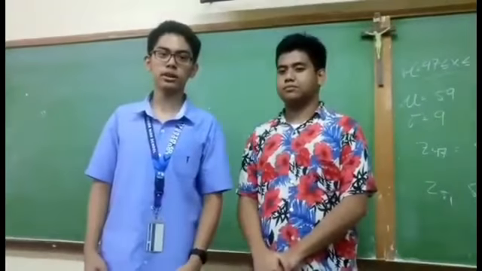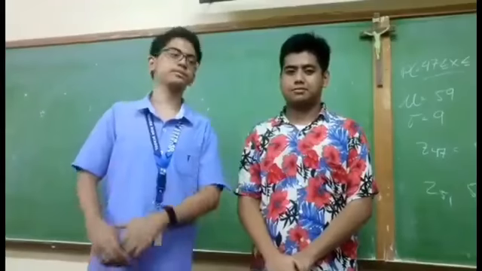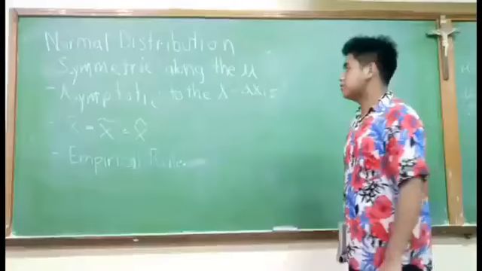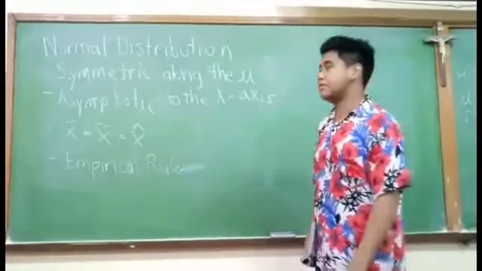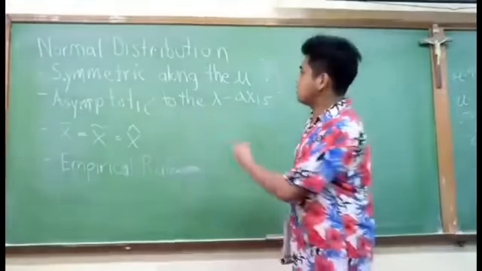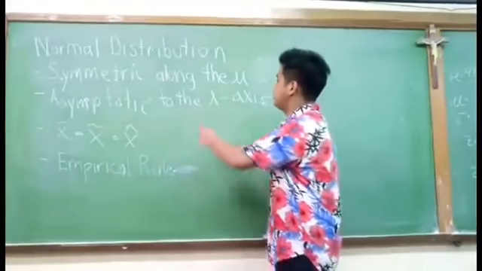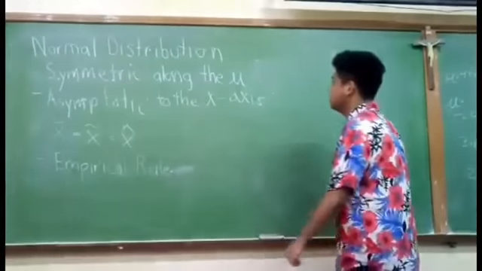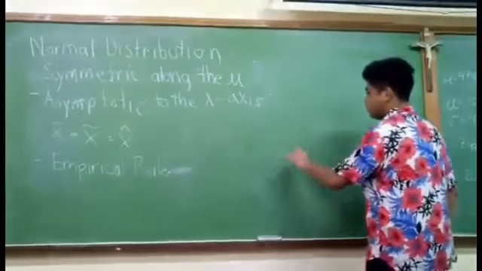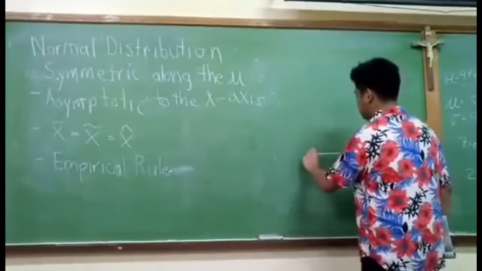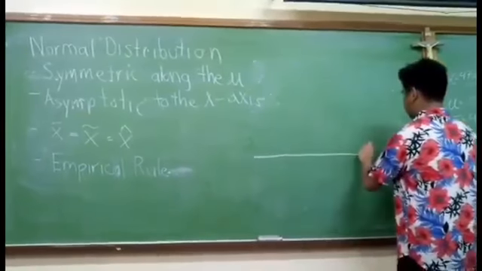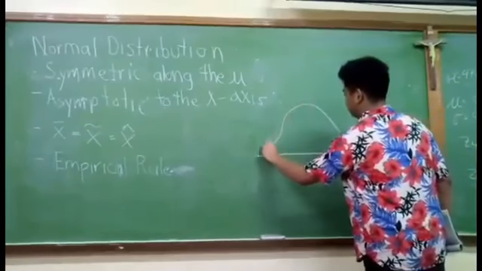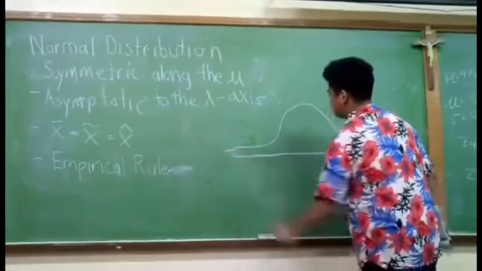And today we're going to talk about normal distribution. So now let's talk about normal distribution, this very topic. The characteristics of normal distribution is that it is symmetric along the mean and it is asymptotic to the x-axis. First of all, it is represented by what is called the bell curve. In short, this is its graph.